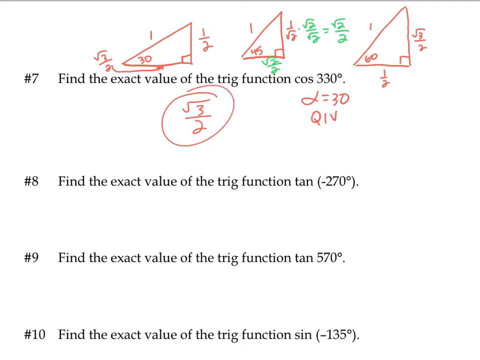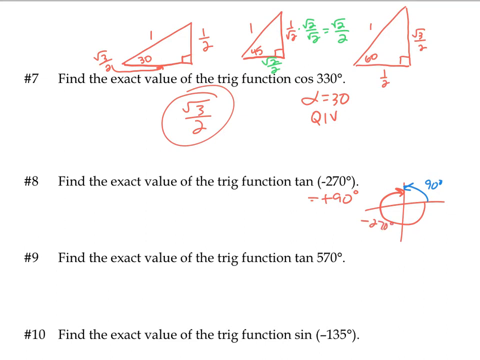Negative 270 degrees. So tangent negative 270. That's the same thing as positive 90 degrees. If I go negative 270, that's the same as positive 90.